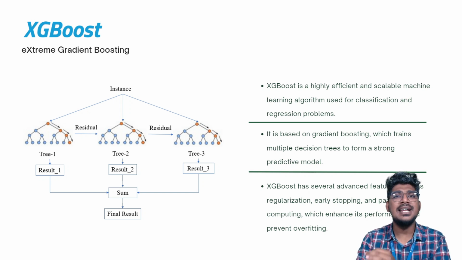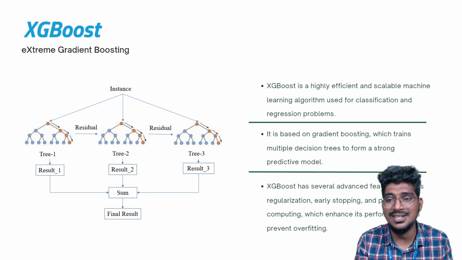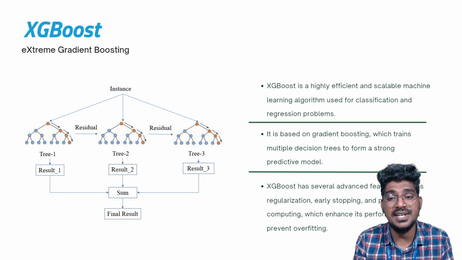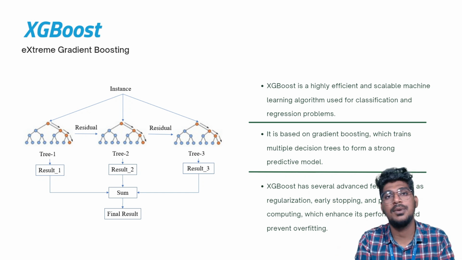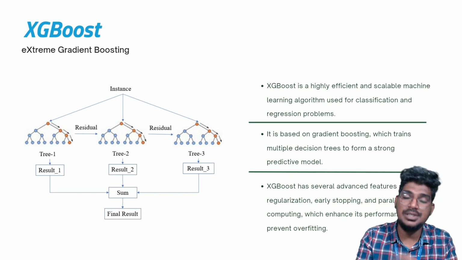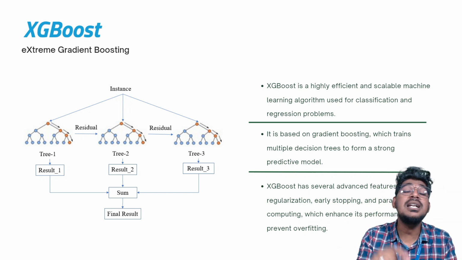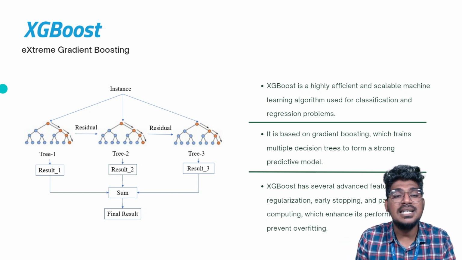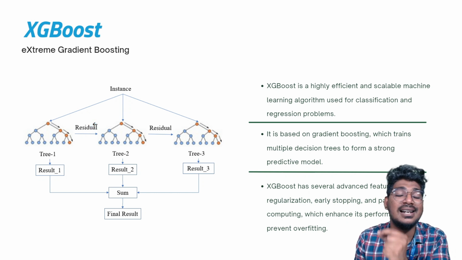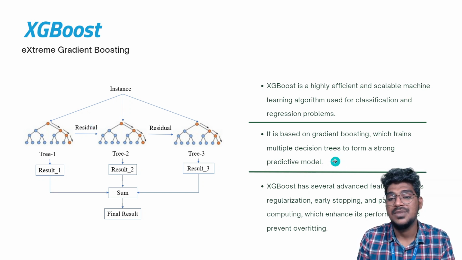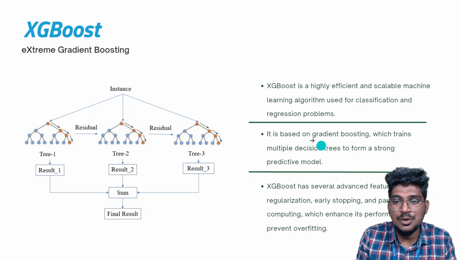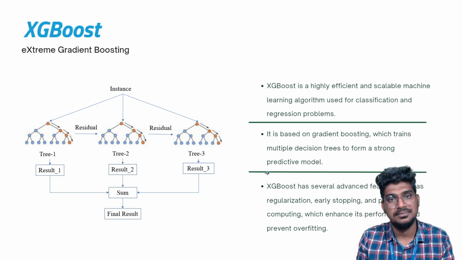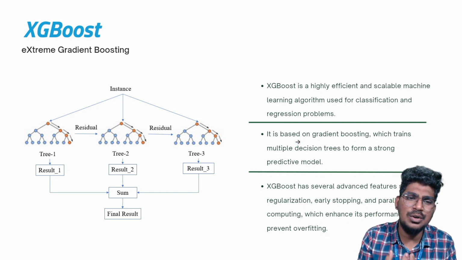Extreme gradient boosting is a highly efficient and scalable machine learning algorithm. It is used for classification as well as, mainly, regression problems. It is based on gradient boosting, which trains multiple decision trees. That's very important. It is similar to a random forest algorithm, so it trains multiple decision trees to form a strong predictive model.